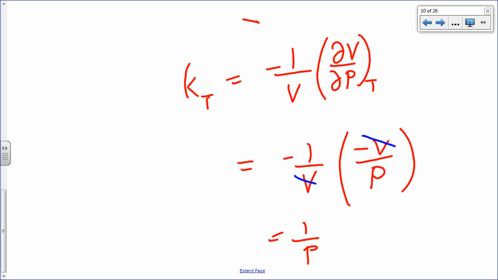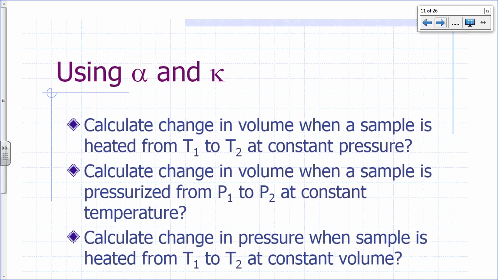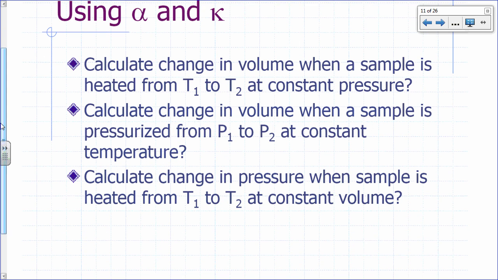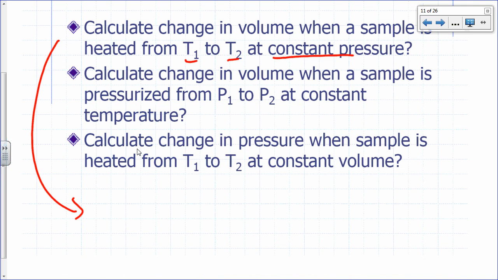So to add to your homework, derive kappa for a van der Waals gas. So how do you use kappa and alpha? You can use that to calculate the change in volume when the sample is heated from T1 to T2 at constant pressure. Okay, how would I solve for this? And how do I get to use alpha in this case, or kappa? I'm looking for change in volume, right? So I want delta V.